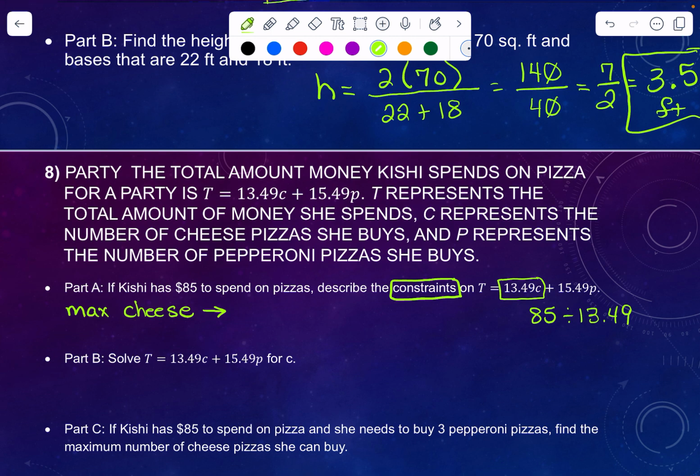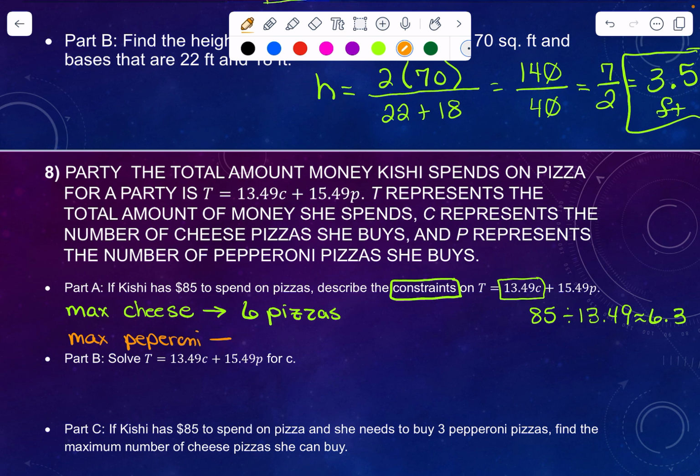Okay, so if we just take 85 divided by the 13.49, we end up with 6.3. So if we think of that, the max number of cheese pizzas would be 6 pizzas because I can't buy 0.3 of a pizza, and if I bought 7, it would be too much. If I wanted to look, how many max pepperoni could I buy?